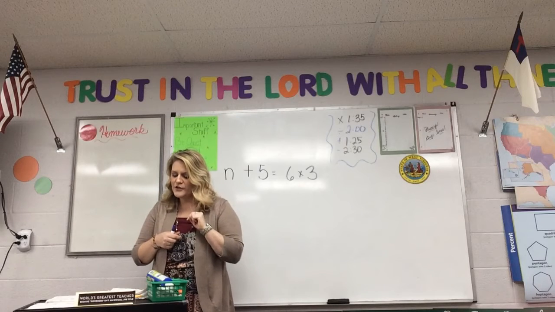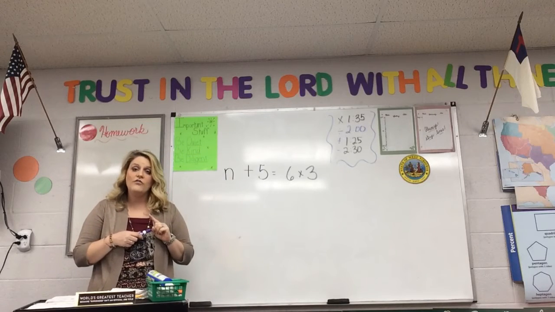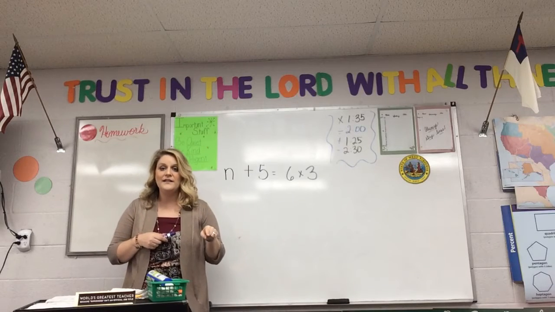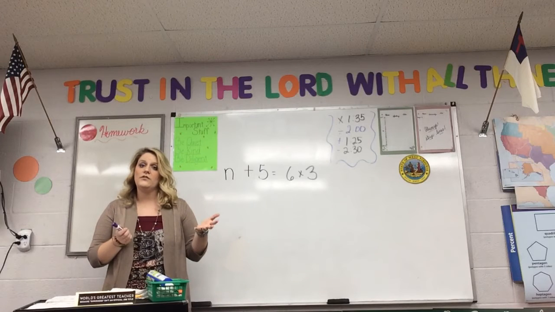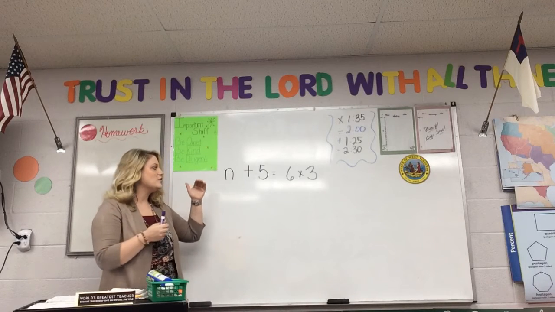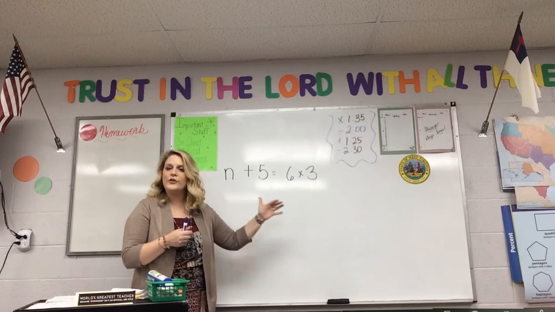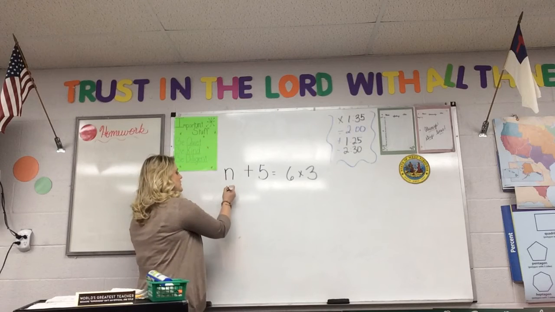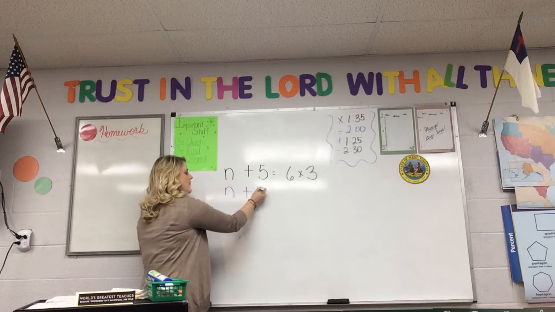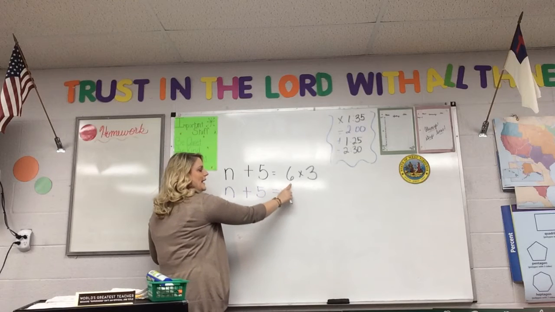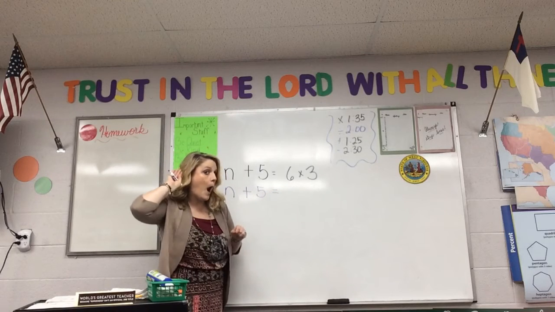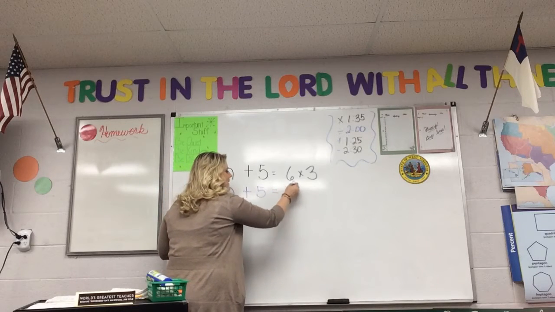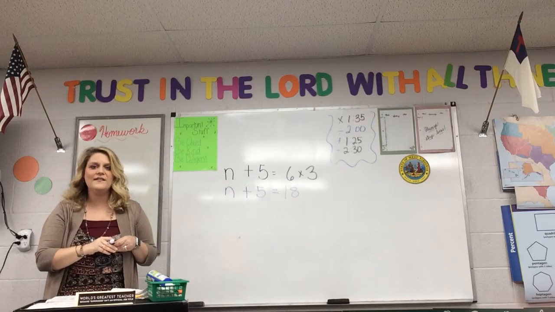All right, so let's talk about what the first step is. When we see an equation like this, a mathematical sentence, we want to solve the side that doesn't have the unknown, which we can do. But remember, we want to copy everything down every step we take. So we're going to rewrite this part: n plus 5 equals, but this time we're going to answer, what is 6 times 3? If you said 18, you are correct. So we're going to put 18 here instead of writing 6 times 3.